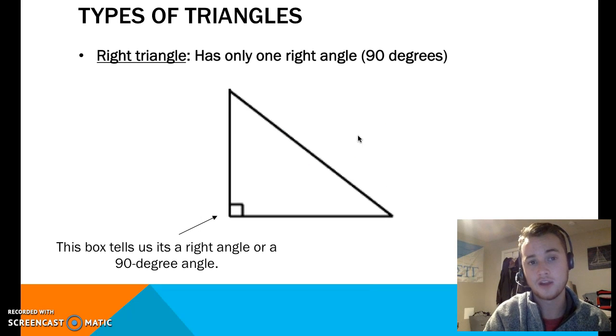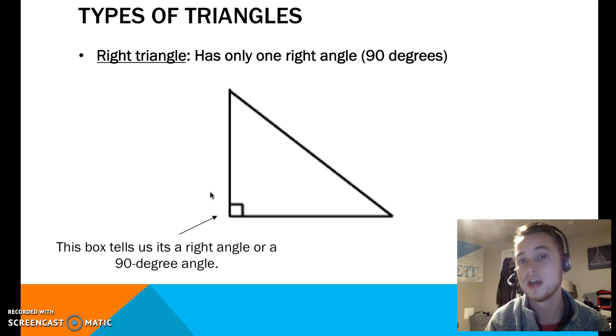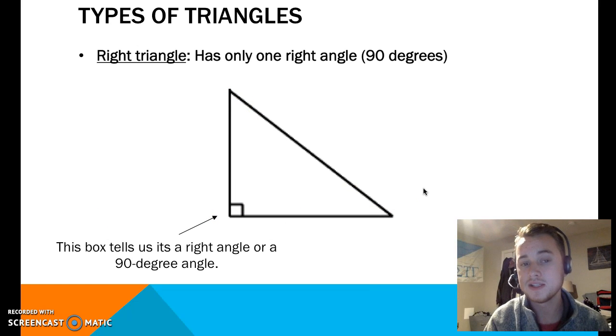And then we have our friend Mr. Right Angle. And we know that a right angle is 90 degrees. So we also have right triangles. A triangle only has one right angle that's 90 degrees. And you're going to see this little box in the corner, and that's always going to indicate that our triangle has a right angle in it. And we know that this L is 90 degrees. So that box always tells us that it's a right angle, or that it has 90 degrees.